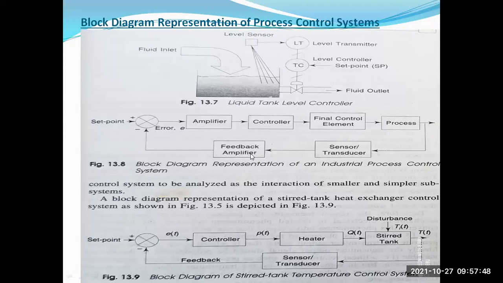This feedback amplifier is connected to the reference input or set point. So this is a closed loop process. Here you can see this process continues depending on the timing of the cycles, or for whatever time the input is given, this process continues. Okay, so this is the basic block diagram representation of an industrial process controller plant also.